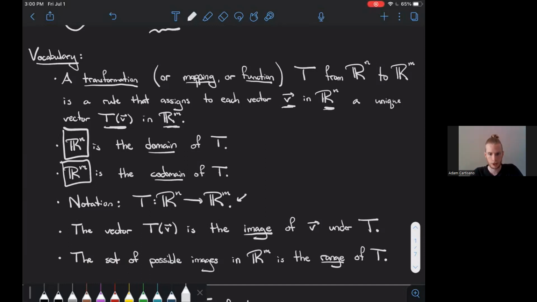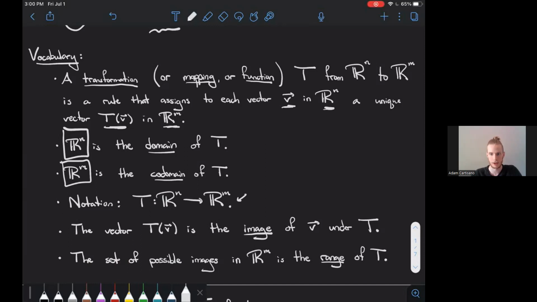When we're defining a transformation, we usually have to say what the rule of assignment is, because there's a lot of ways to transform vectors from Rn to Rm. So we have to specify. You'll see examples of that later on in this video. So the output vector T of v, we call that the image of the input vector v.